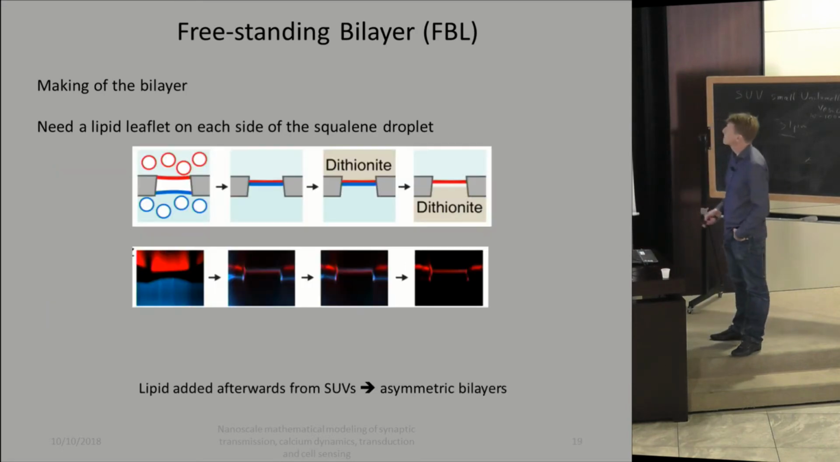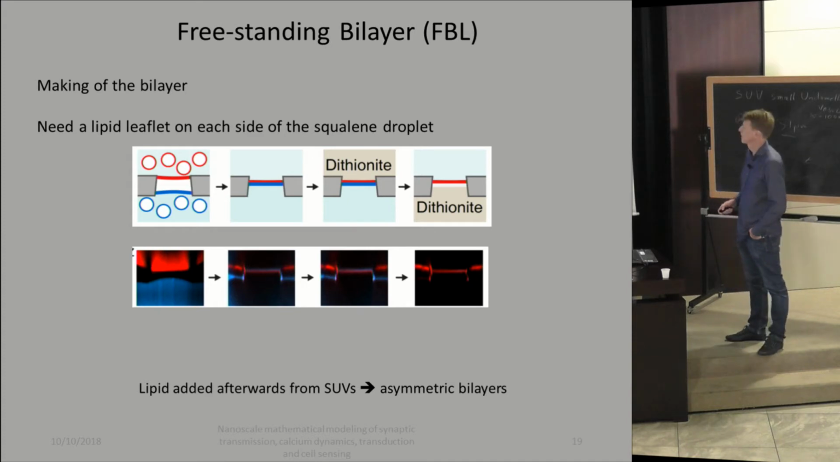Okay. So here is an example. We flew in on top SUVs that have a red dye, which is called rhodamine. At the bottom, SUVs that have a green tag, but it's blue, NBD. NBD is quenched by dithionite. So we've injected it on both sides. So that's when the SUVs are there.